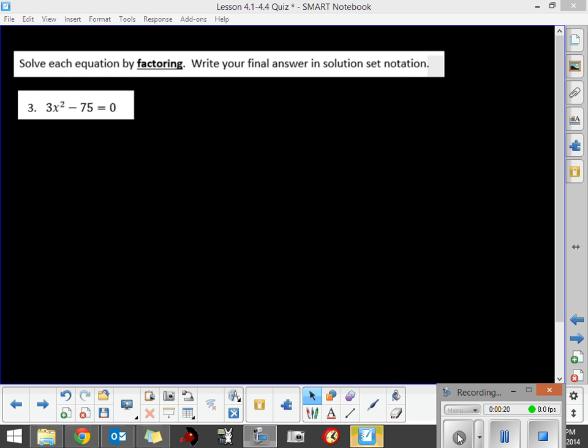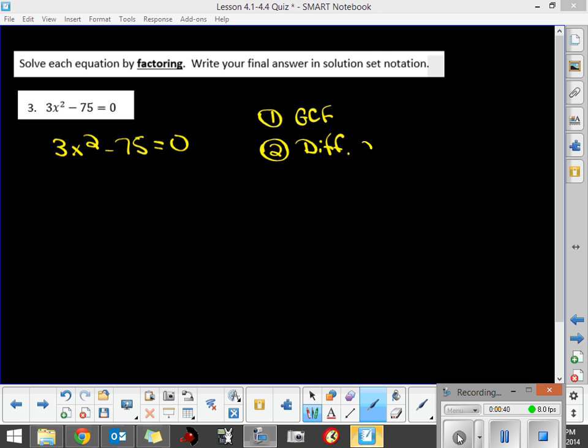So in this equation, 3x squared minus 75 equals 0, it's exactly the way we'd like to see it. It's basically in standard form. Our factoring techniques, the first thing we always look for is the greatest common factor. After that, if we don't have a greatest common factor, then we can test to see if it's a difference of 2 perfect squares.